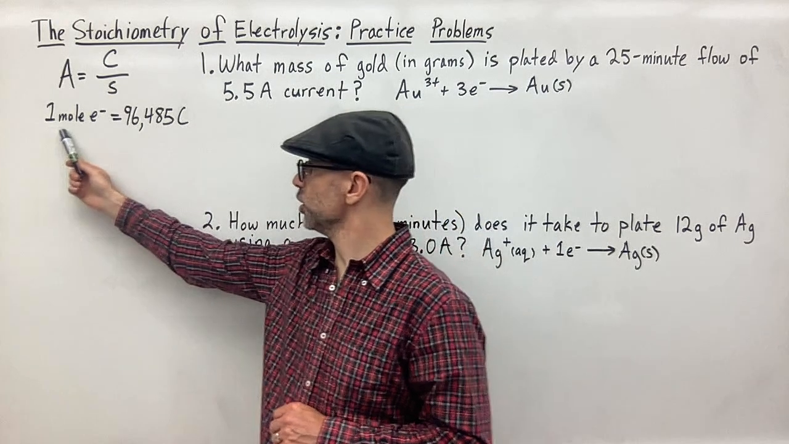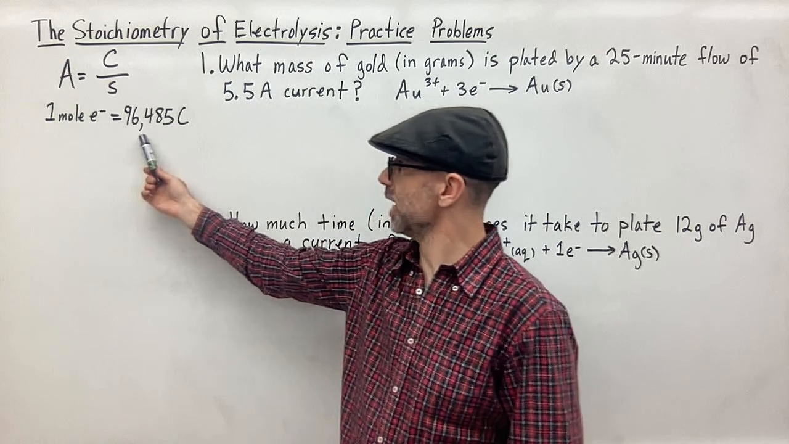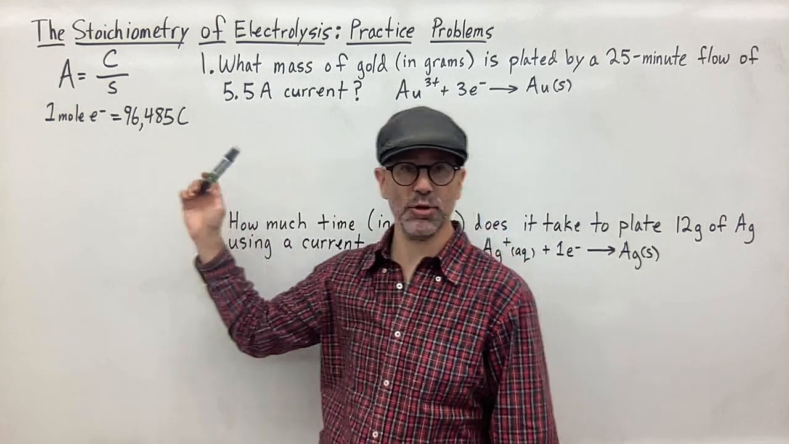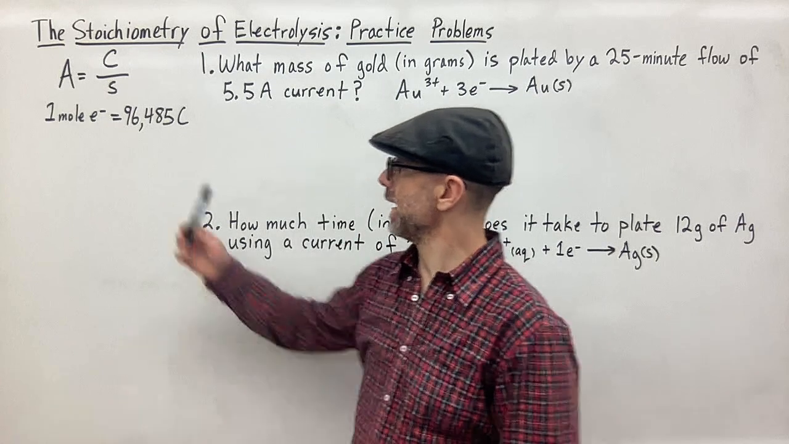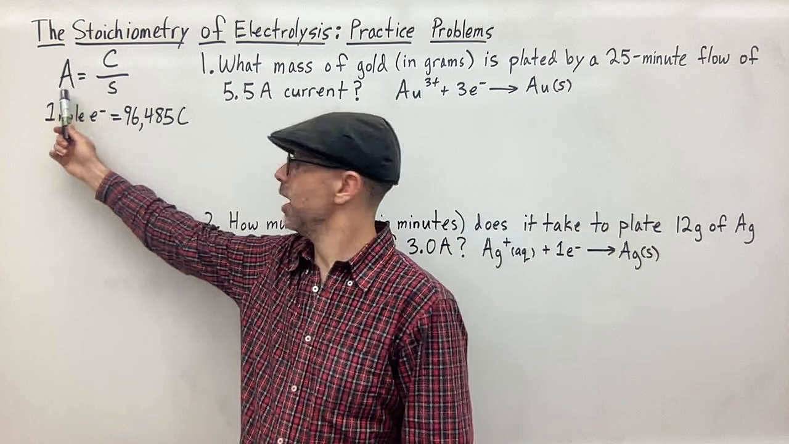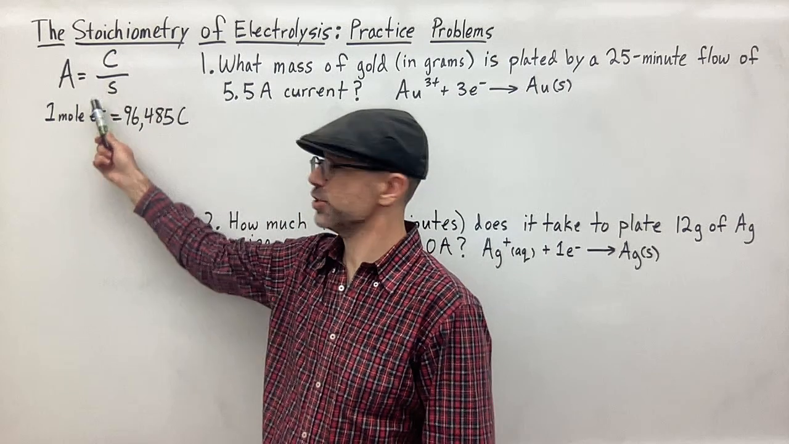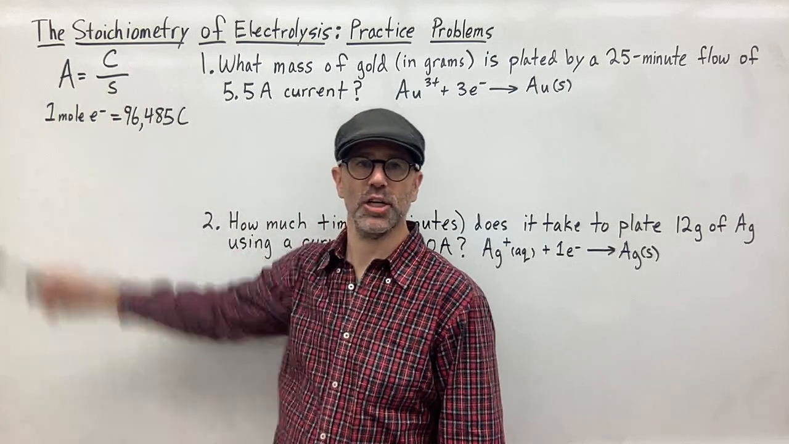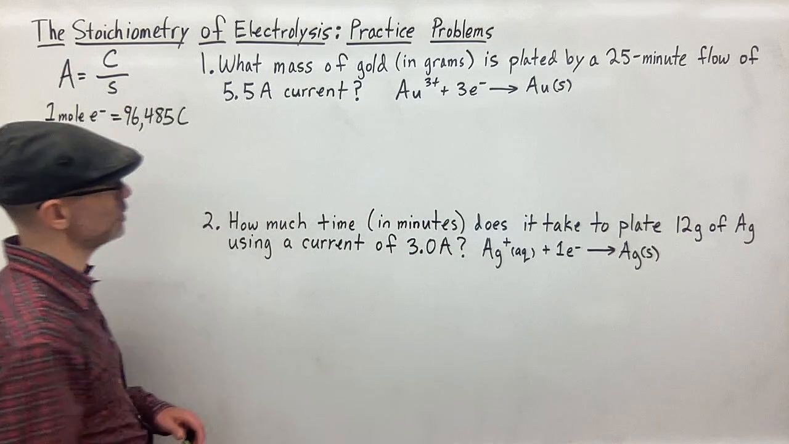First, it'll be good to know that 1 mole of electrons is going to be equal to 96,485 coulombs. That comes from Faraday's constant. And if you're given a current in amperage or amps, just know that that is the same as coulombs per second. It's the amount of charge traveling per second. All right, so let's look at a couple of these problems.